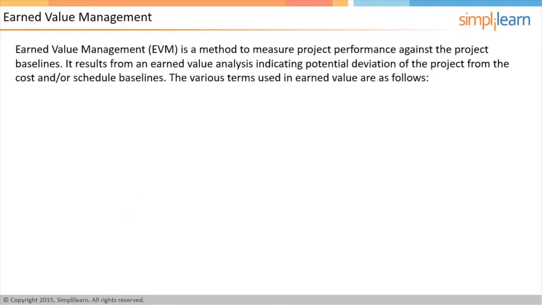Earned Value Technique is an excellent way to track the project progress against the project plan. It is a method of measuring the project performance objectively and comparing it against the project baseline. Results from an earned value analysis indicate deviation of the project from cost and schedule baselines. Baseline is the initial approved value along with approved changes. Therefore, schedule baseline is the first approved project schedule along with approved changes.